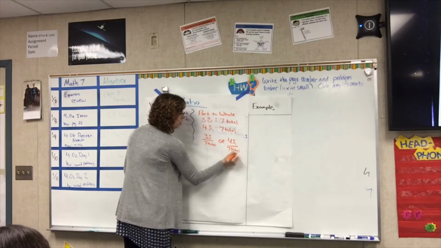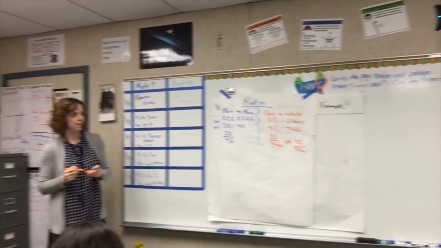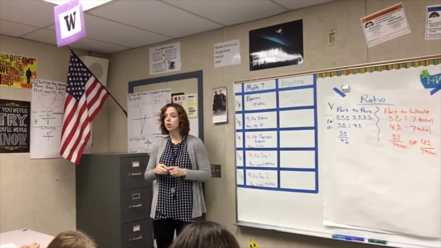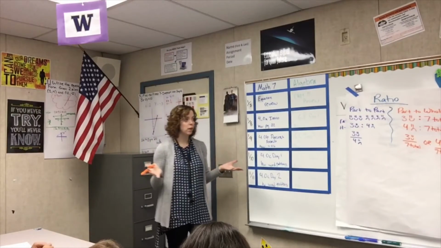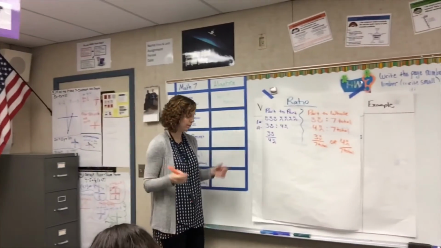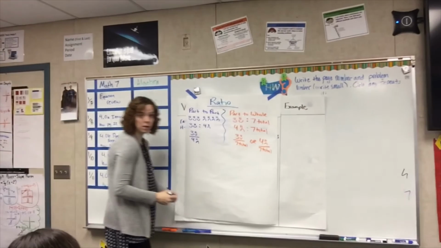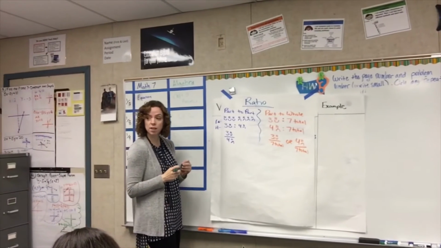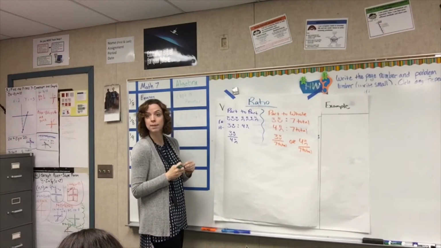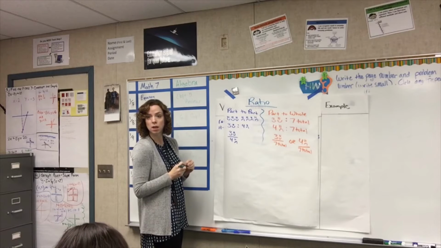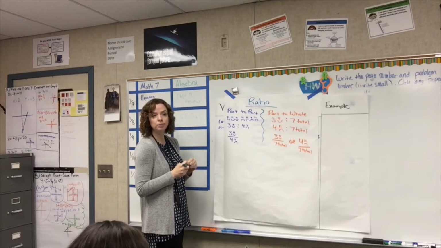Or we have 4 frowny to 7 total. So that would be 4 sevenths and 3 sevenths. So those are the 2 different ways that we can write ratios. So we're going to do an example, and then I'm going to have you guys try one on your own.